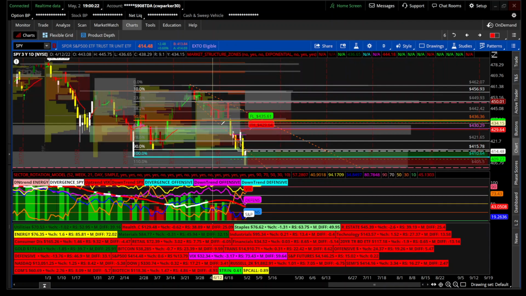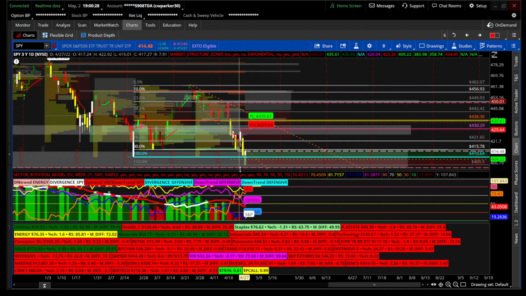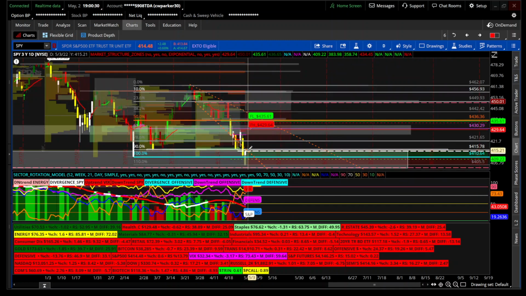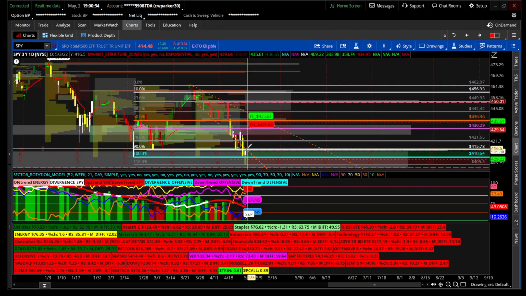And for my fibs right now, we actually hit that 100% and came down to the 110%. And then we got our bounce back up. And right now it's hitting that 90 right here.